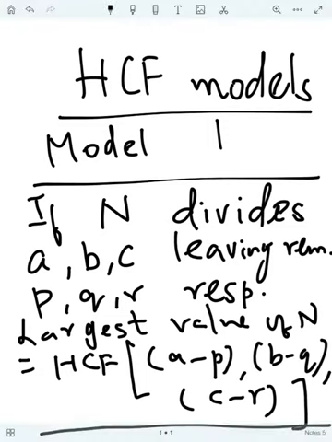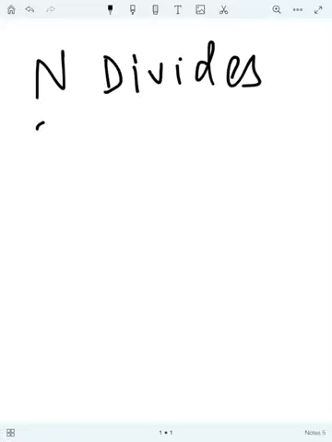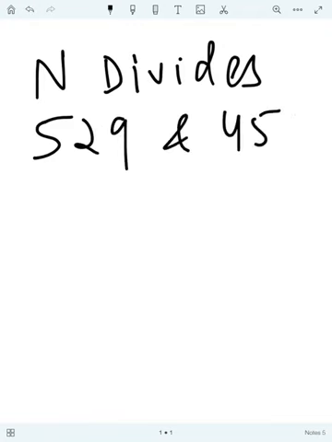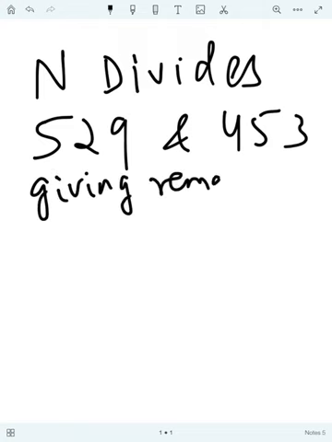So now how to apply this model 1. Suppose n divides 529 and 453, giving remainders 4 and 3 respectively.